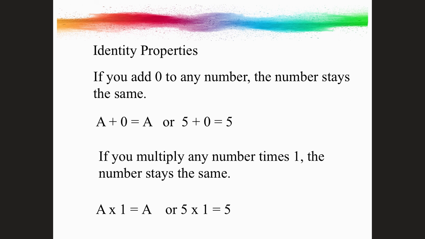So the identity property of addition is 0. Any number added to 0 is going to remain the same number. And the identity property of multiplication is multiplied by 1. Any number multiplied by 1 is going to remain the same number.